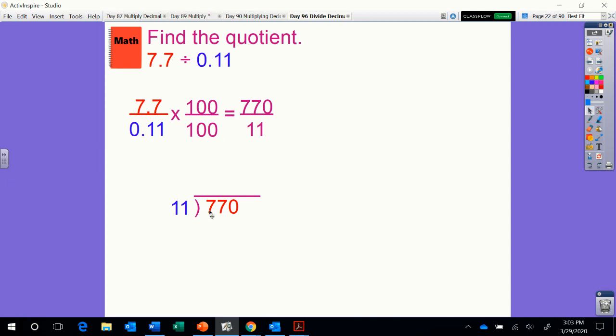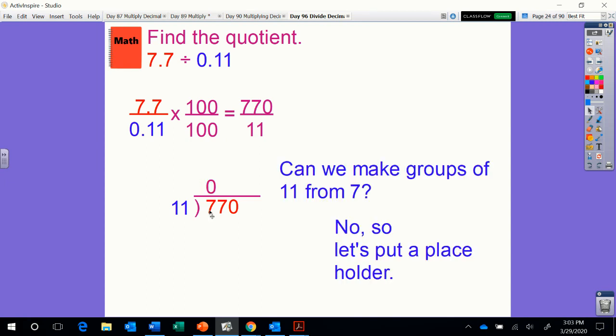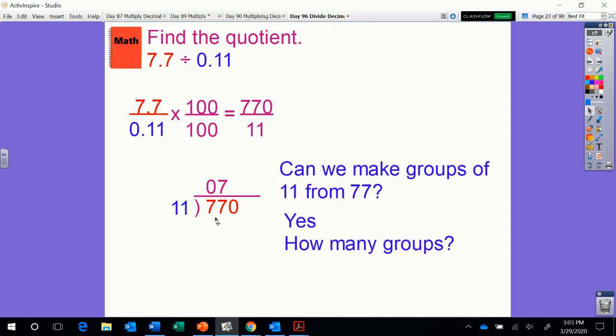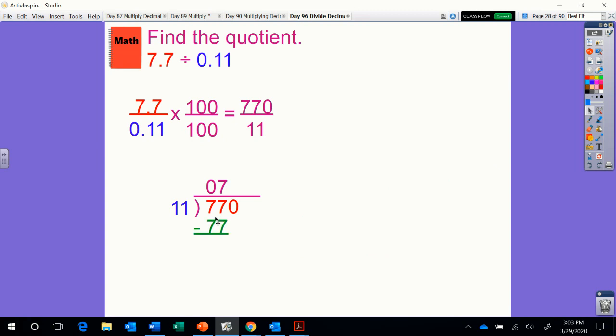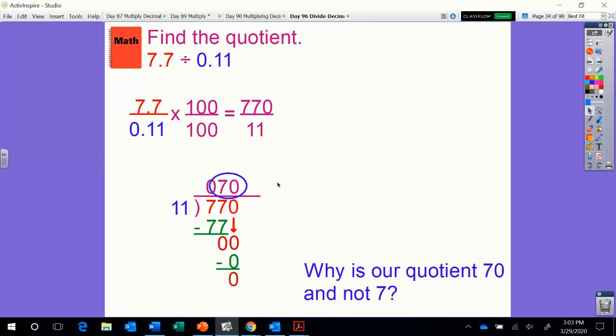So 11 cannot go into 7. So we're going to have a placeholder 0. But 11 can go into 77. We can make 7 groups from that. Then we multiply. 7 times 11 is 77. Then we subtract and get 0. Then we bring down our 0. So then we start back again. Divide. Can 11 go into 0? Nope, 0 times. Multiply. 11 times 0 is 0. Subtract. We get 0. There is nothing to bring down. So our quotient is going to be 70.